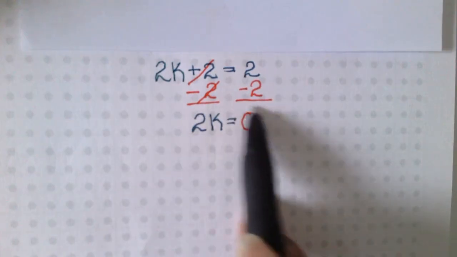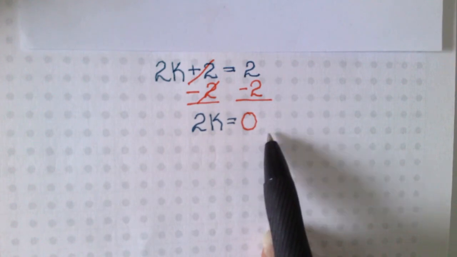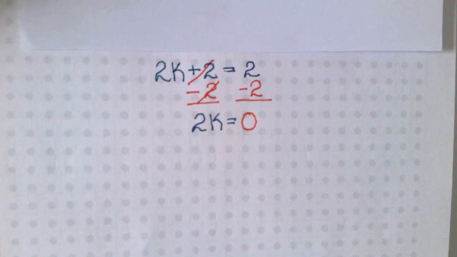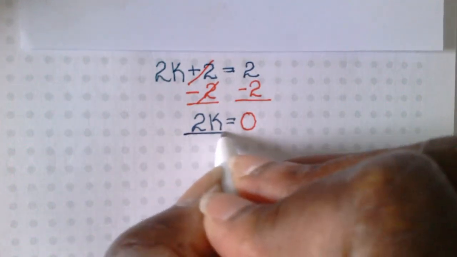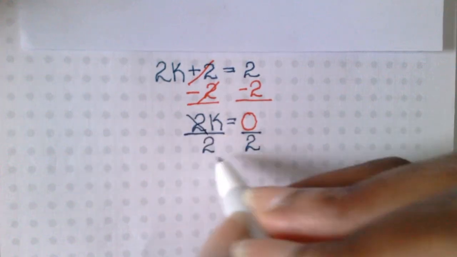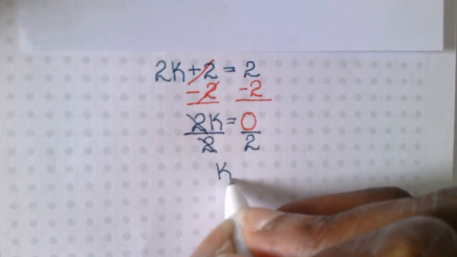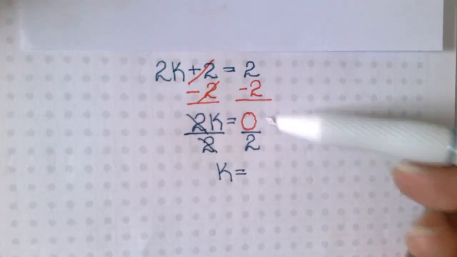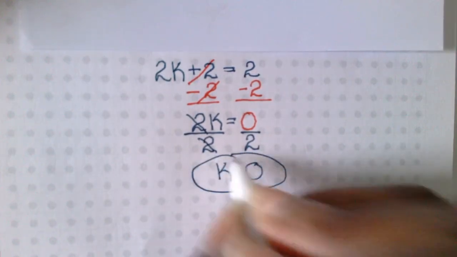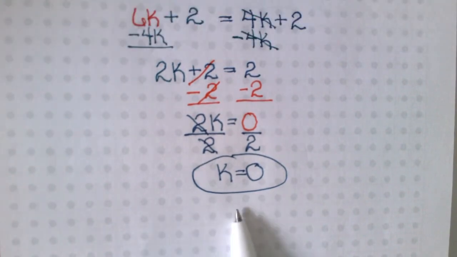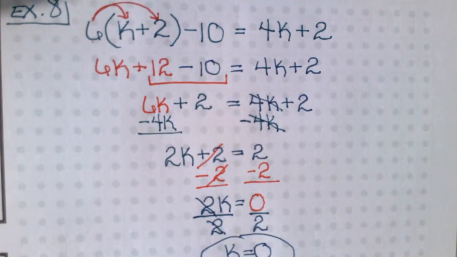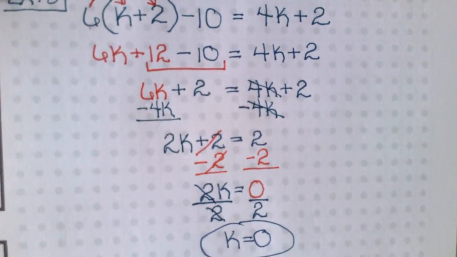Now, from this part right here, if I was taking the test, I know that anything times 0 is going to equal 0. So I know that my answer is going to be 0. But for me to show, I would divide both sides by 2. And 2 divided by 2 will give me my 1k, or just k. And 0 divided by anything is 0. So the unknown number to make this original equation into a true statement is going to be 0.